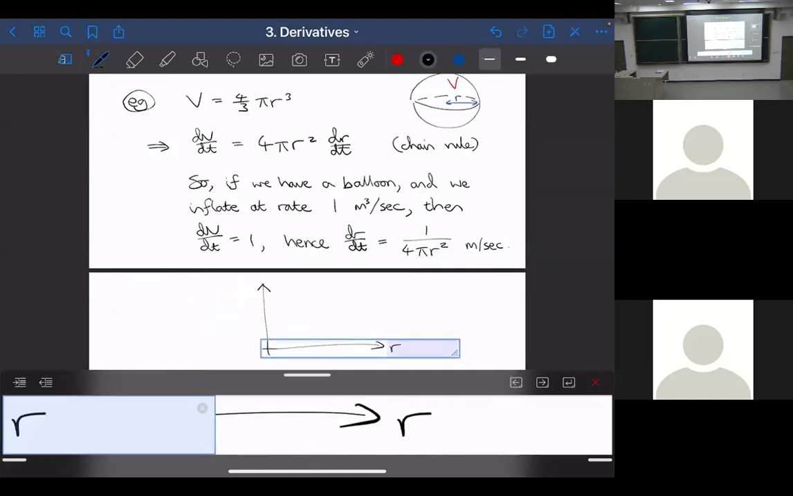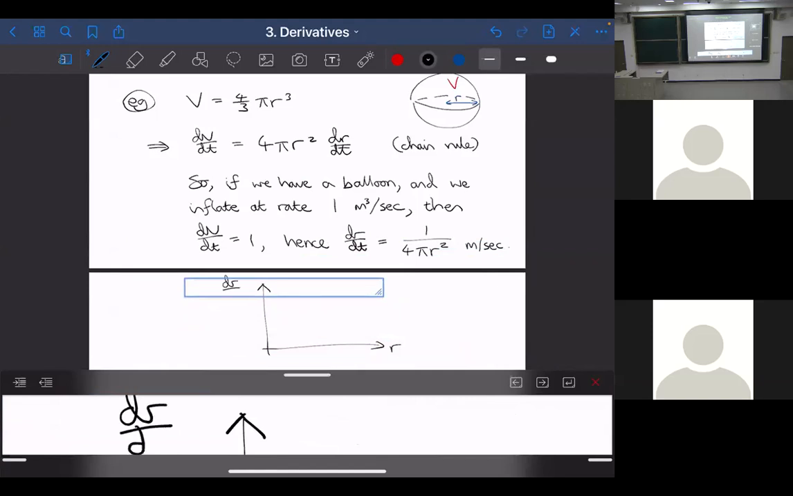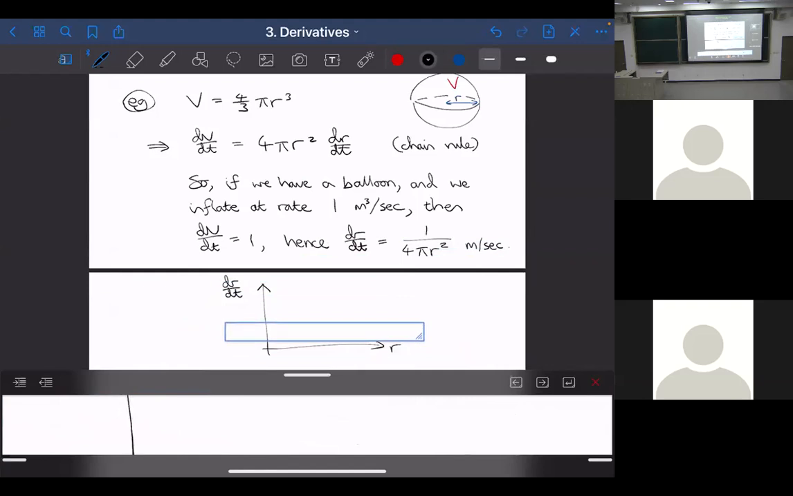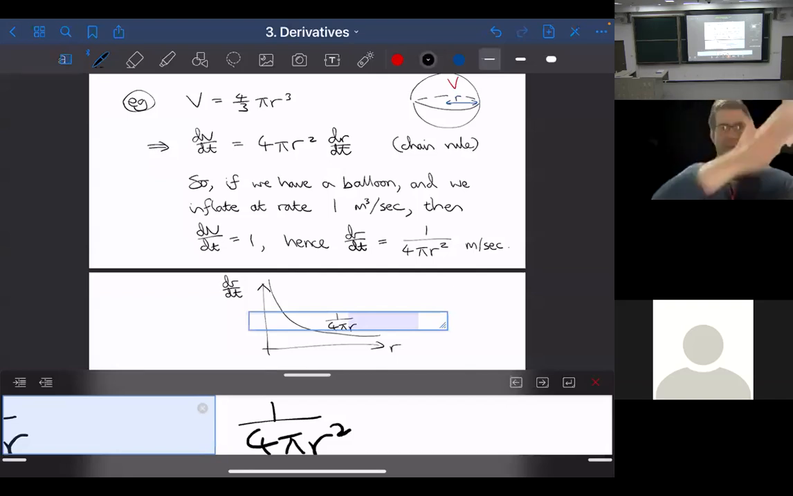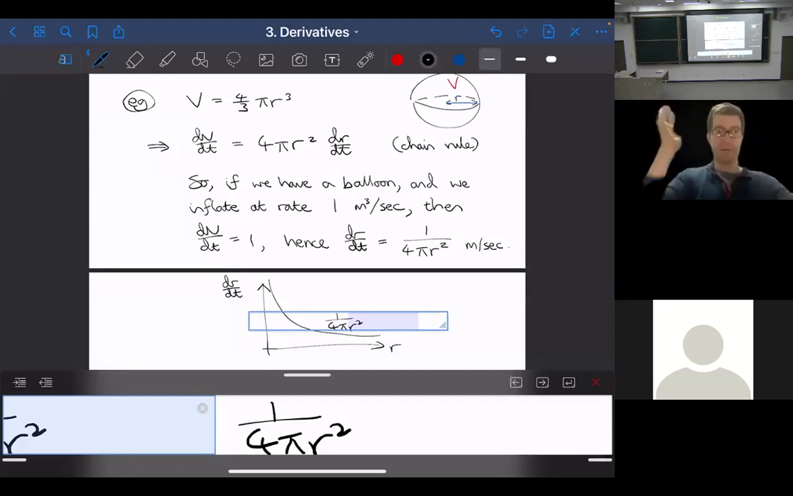If the radius is graphed against this rate of change, then we get this 1 over 4 pi r squared. So as r increases, the rate of change of r decreases rapidly. And we all know that if you have a balloon and you keep blowing it up, even if you're blowing at the same speed out of your mouth, the rate at which the balloon gets bigger starts very fast, it goes whoosh, and then it gets harder and harder to increase that radius.